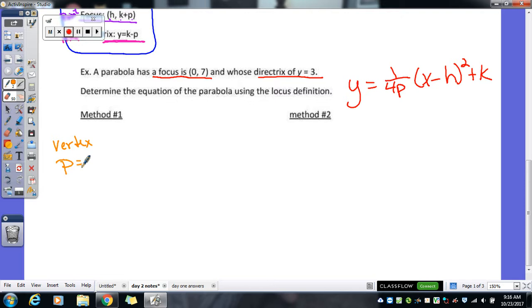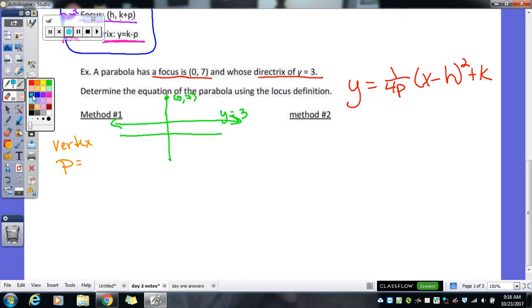So a couple ways we could do this. One way is you could sketch yourself a little picture. So here's my x and my y axes. My focus is up here at 0, 7. You don't have to be exact. We're just going to kind of estimate a little bit. That's up there at 0, 7. Our directrix is at y equals 3. So I'm going to kind of sketch that in there.